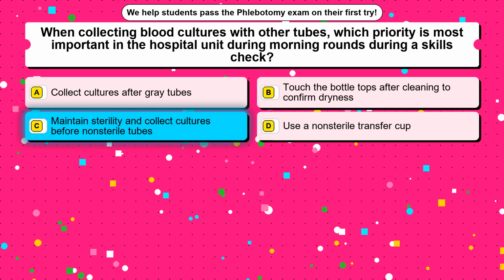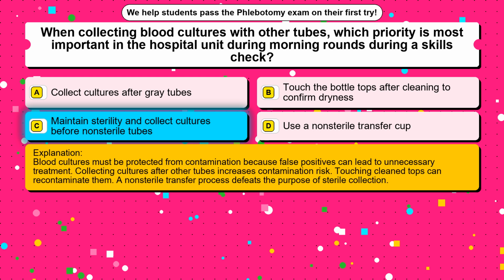The correct answer is option C. Maintain sterility and collect cultures before non-sterile tubes. Blood cultures must be protected from contamination because false positives can lead to unnecessary treatment. Collecting cultures after other tubes increases contamination risk. Touching clean tops can recontaminate them. A non-sterile transfer process defeats the purpose of sterile collection.